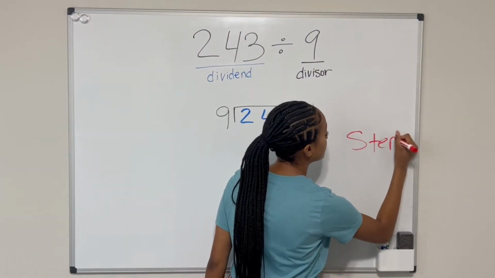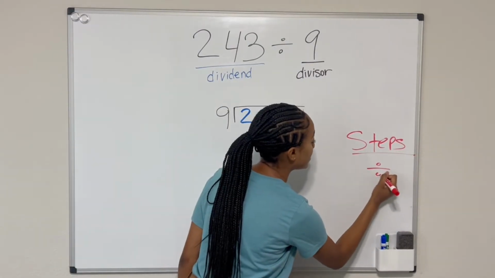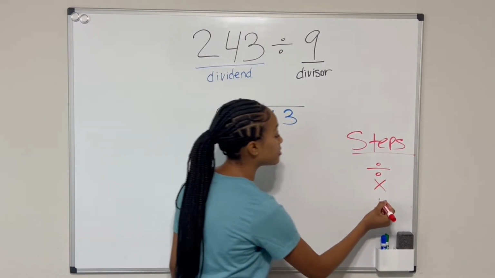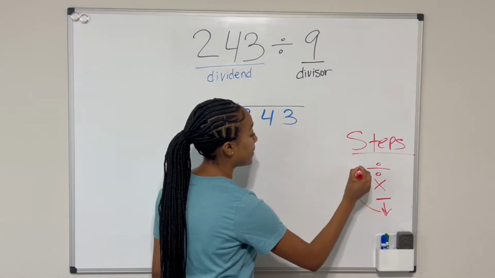Our steps. Our first step is to divide. Our second is to multiply. Then we're going to subtract. We're going to bring it down, and we're going to bring it back.